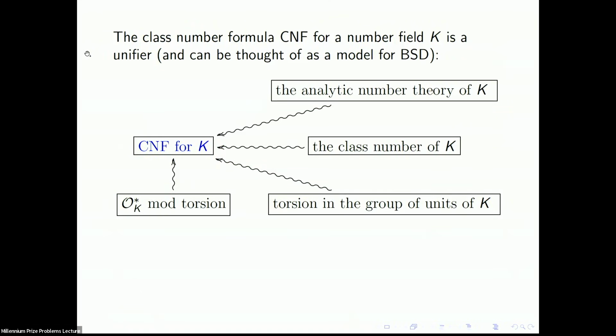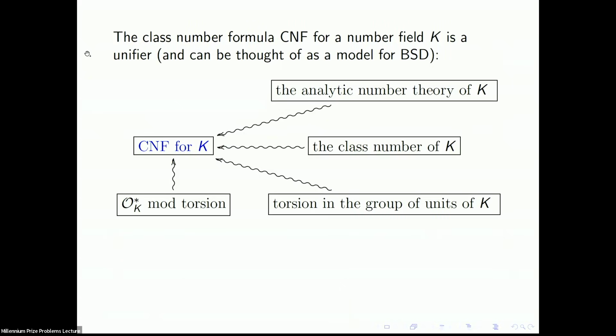Now, that class number formula is a model for BSD in some sense, because it too is a unifier. It brings in the analytic number theory of K, the class number of K, the order of the ideal class group of K, and the global arithmetic of K, that is, say, the units mod torsion, and the torsion in the group of units alias the roots of unity in K.